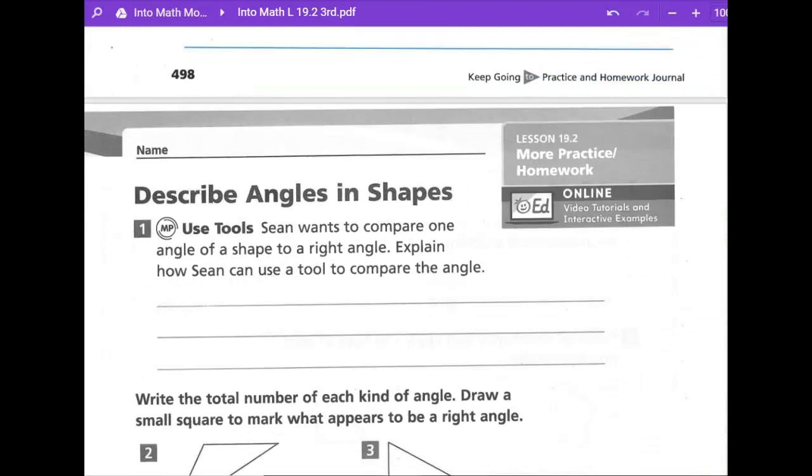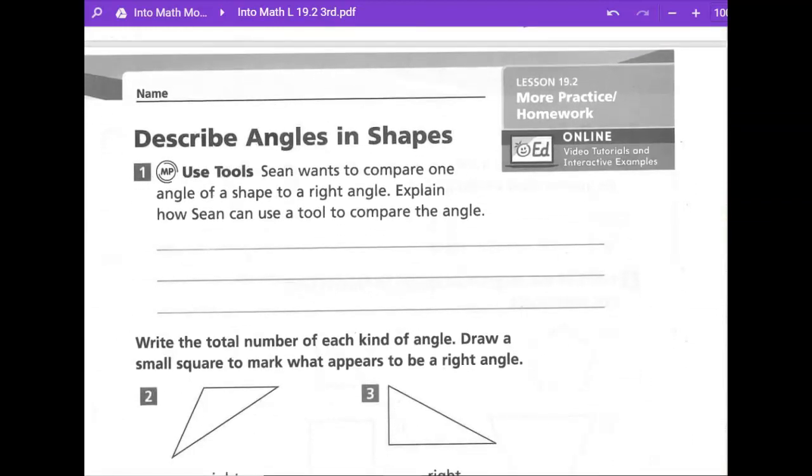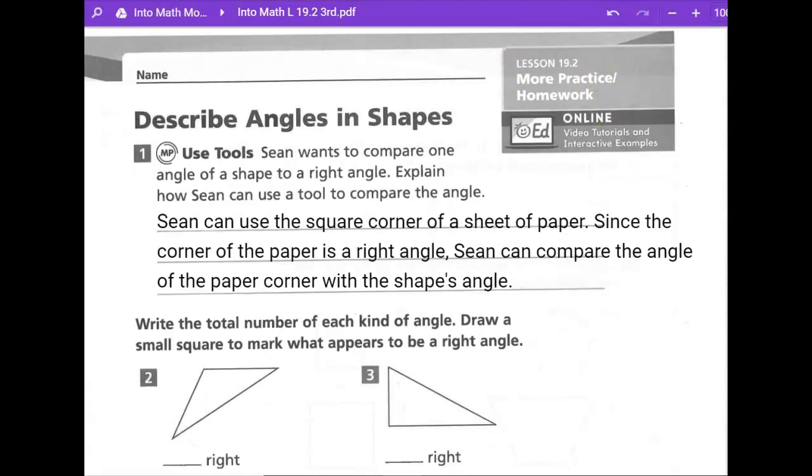Okay, because I don't have much time, I'm going to go on to the homework. It says Sean wants to compare one angle of a shape to the right angle. Explain how Sean can use a tool to compare the angle. Well, he can use his square corner card or sheet of paper, and since the corner is a right angle, he can compare the angle with the paper corner with the shape's angle. So I'm going to type that in there for you. So this is what you should put to describe that.